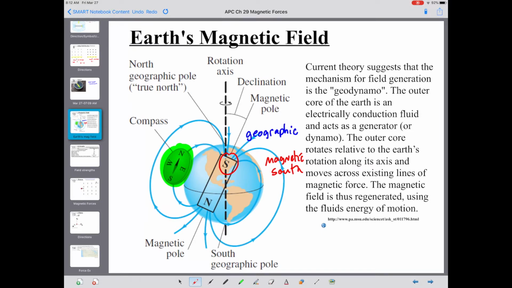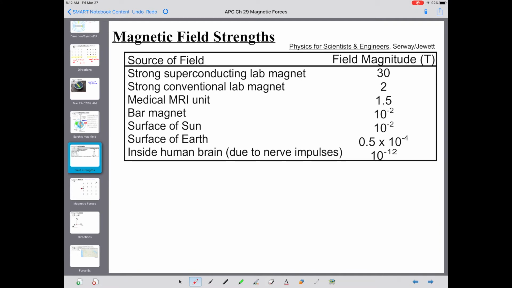It is very small. Here are some values for different magnetic fields, and the unit of a magnetic field, we'll talk more about it, is a Tesla. A Tesla is a very large magnetic field. As you can see here, Earth's magnetic field is 0.5 times 10 to the negative fourth Teslas. Your average bar magnet is about 10 to the negative second Teslas.